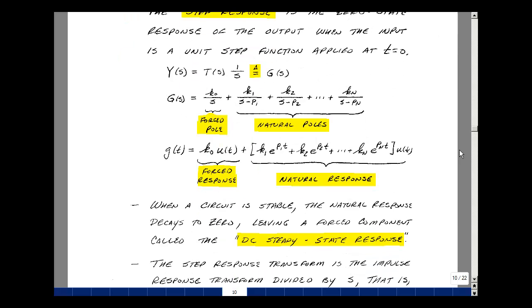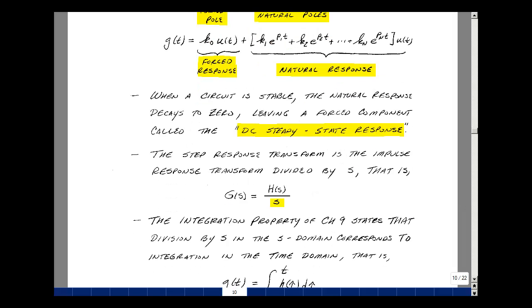A circuit is said to be stable when the natural response decays to 0, leaving us with just a forced response, in this case a DC steady state response. Now since H(s) is equal to T(s), and we're letting our input equal 1 over s, then our step response transform is the impulse response transform divided by s.